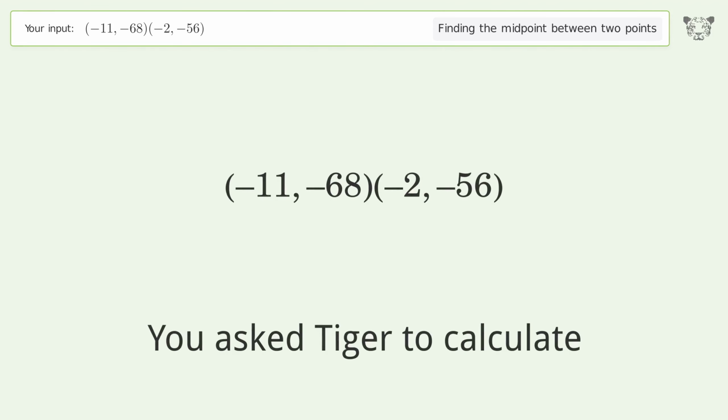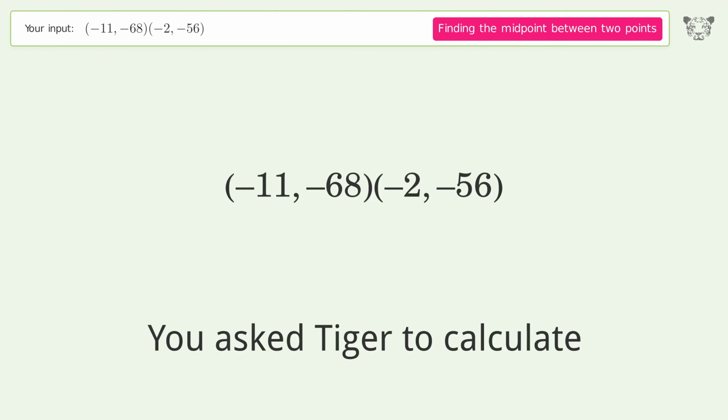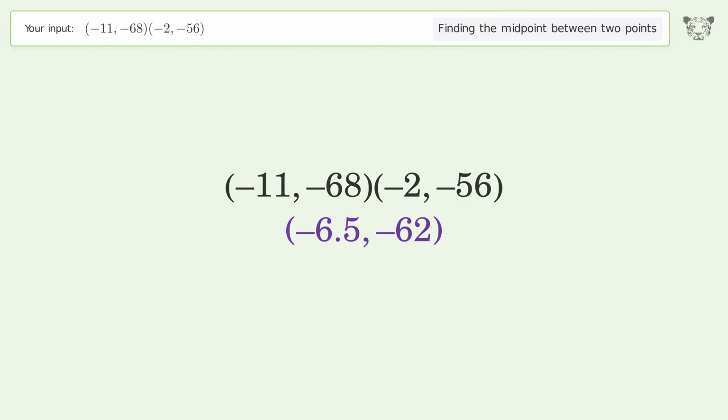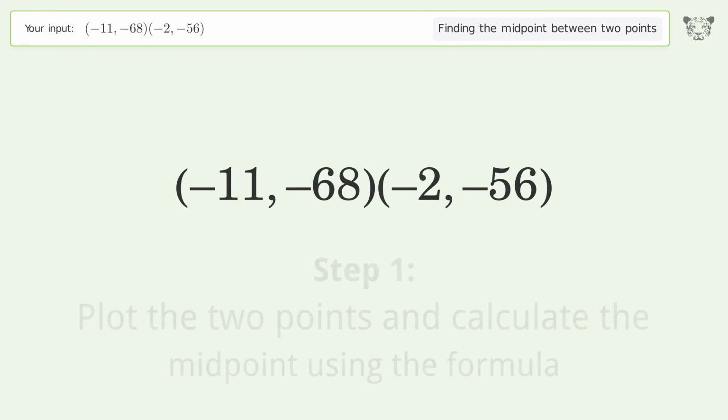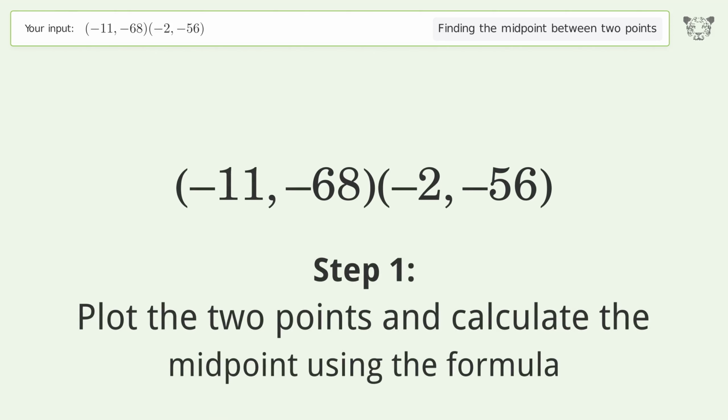You ask Tiger to calculate. This deals with finding the midpoint between 2 points. The midpoint between the 2 points is -6.5, -62. Let's solve it step by step. Plot the 2 points and calculate the midpoint using the formula.